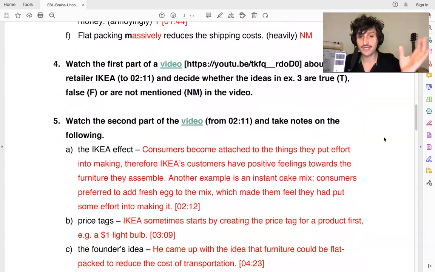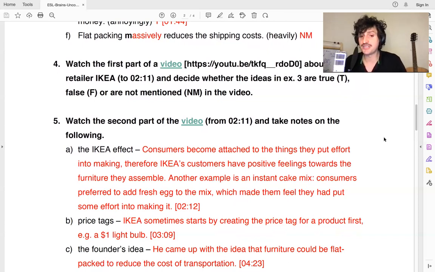So in the video, they talk about a lot of things about IKEA. Let's talk about a few things here. So what is the IKEA effect? The IKEA effect is when consumers become attached to the things they put effort into making. Therefore, IKEA's customers have positive feelings towards the furniture they assemble.